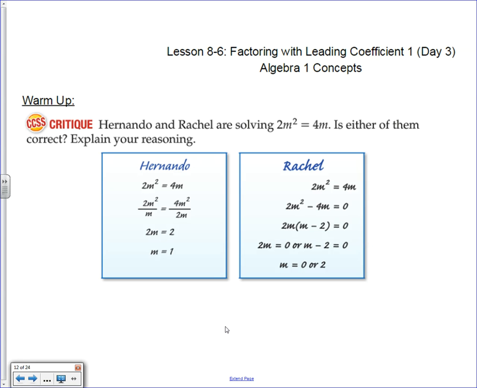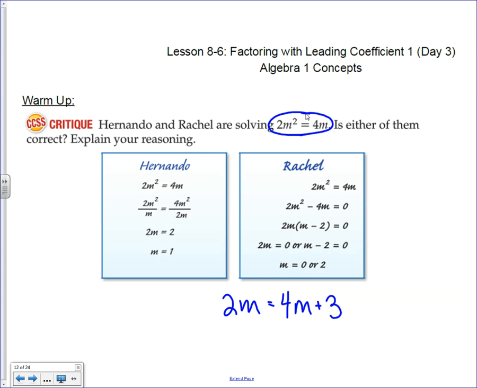Okay, so the point that I would like to make today and make sure that you understand very clearly, does everybody see the equation that Hernando and Rachel are trying to solve? Okay, oops, I kind of cut off that M there. Hold on a second. How many types of variables does this have? Do you agree that m squared and m are essentially two different variables? They do not go together. Agreed?